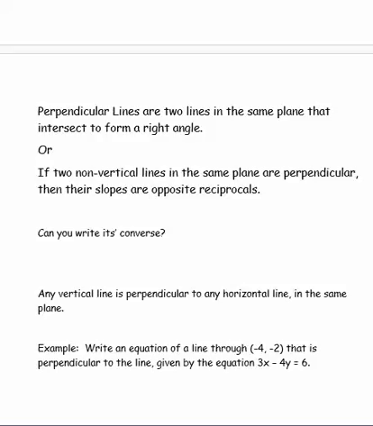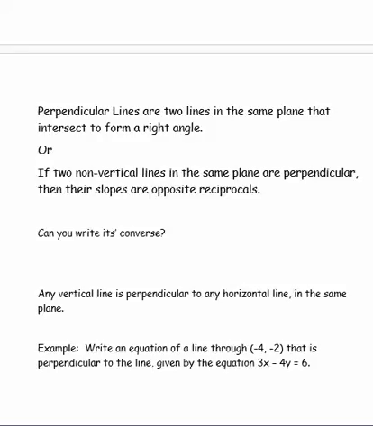Now, see if you can write the converse of this statement. Again, we were looking at non-vertical lines that were perpendicular and telling something about their slope. See how you would have to reword the sentence so that it would be a converse. Okay, moving on. Any vertical line is perpendicular to any horizontal line in the same plane. We can't talk about their slopes being opposite reciprocals because all horizontal lines have a zero slope and the vertical lines have an undefined slope. So it's just stated as a fact that if they are lines in the same plane, any vertical line and any horizontal line would be perpendicular.